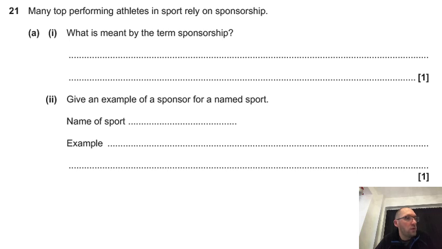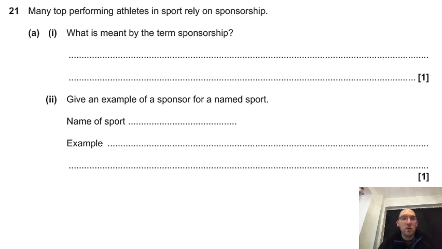So I'm looking for here, financial support, gives money, help for equipment, kits, facilities, transport, nutritional, scientific support, events, participation in events, by an outside agency. If you did not put outside agency or industry benefactor or a business or a brand or a company, you did not get the mark.